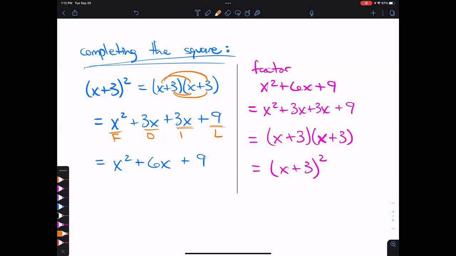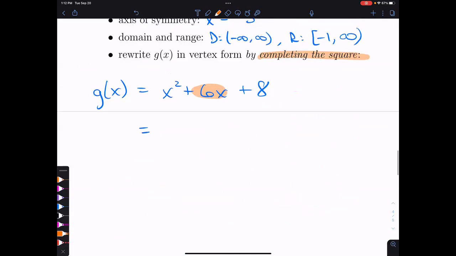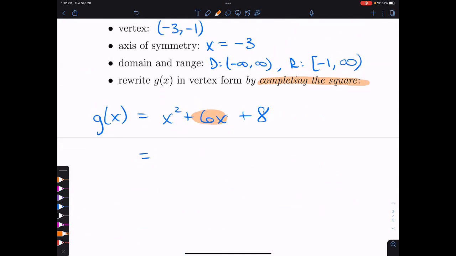Okay, so the way we leverage ourselves into completing the square is to take that middle term and break it in half.